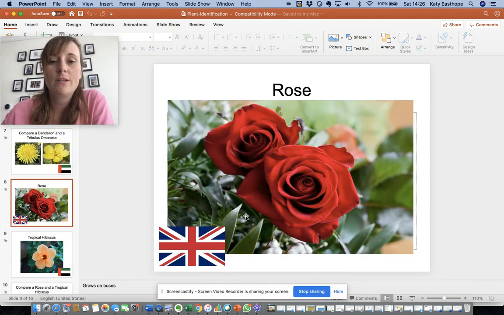Now, this is a flower that grows natively in the UK, but it can also grow here. We have roses here. Quite often you'll see them in shops cut, ready to sell as bunches of flowers, but they also grow on bushes. These bushes have very, very sharp thorns on the stems. So who can tell me about this flower, the rose?